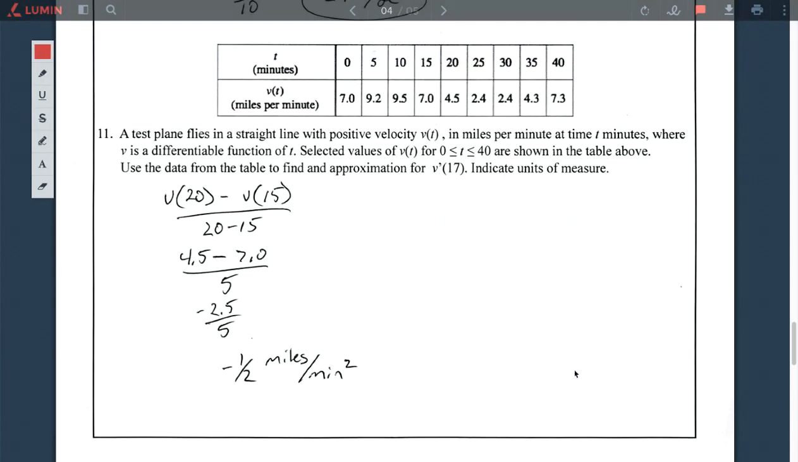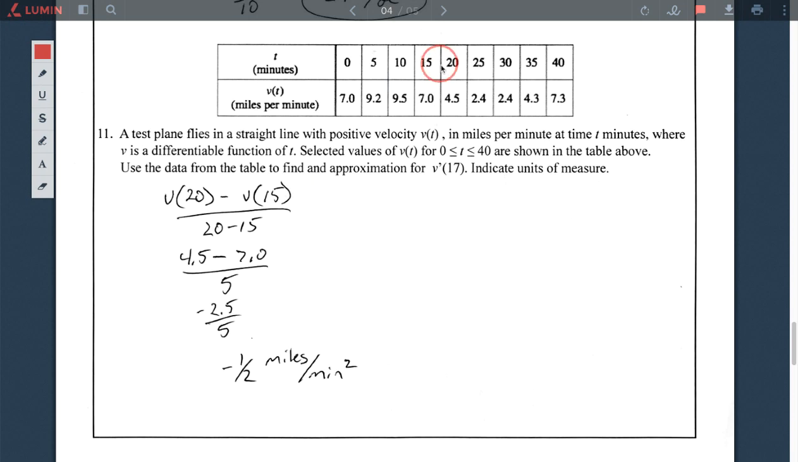11. A test plane flies in a straight line with positive velocity v of t in miles per minute. So miles per minute, there's our dependent units, at time t minutes. So minutes would be our independent, where v is a differentiable function of t. Selected values of v of t for 0 to 40 are shown in the table above. Use the data from the table to find an approximation. Misspelled right there, that should say an instead of an. Approximation for v prime of 17. Indicate units of measure.